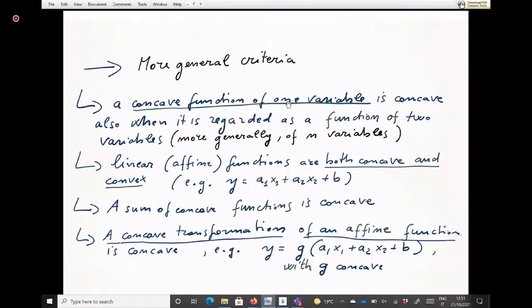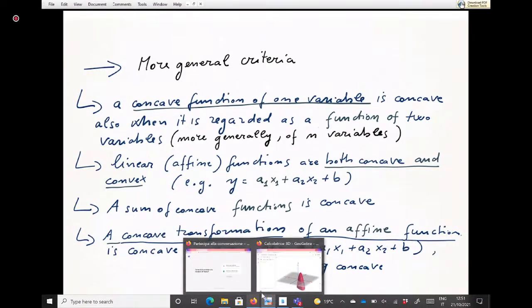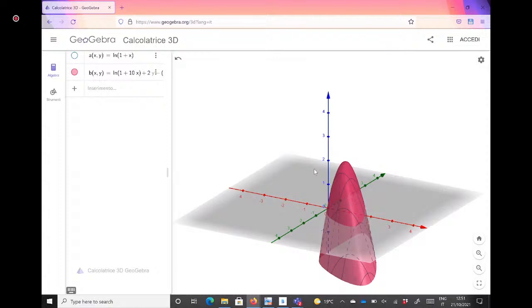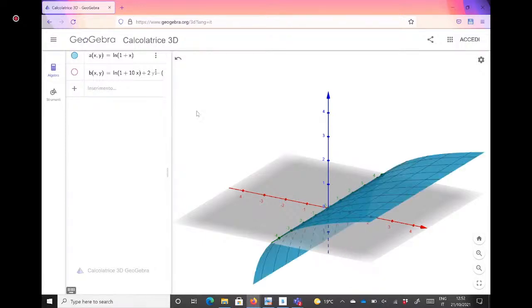A concave function on one variable is concave also when it is regarded as a function of two variables, or more generally of n variables. Not sure that you can get it immediately with some geometric intuition. If not, of course I don't want to try, but look at this. This is not the case. This one is the case. This is another tool to quickly understand what's going on. Okay?